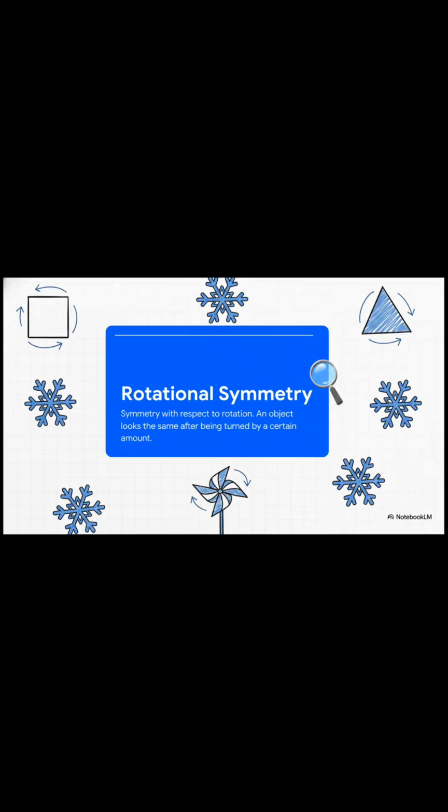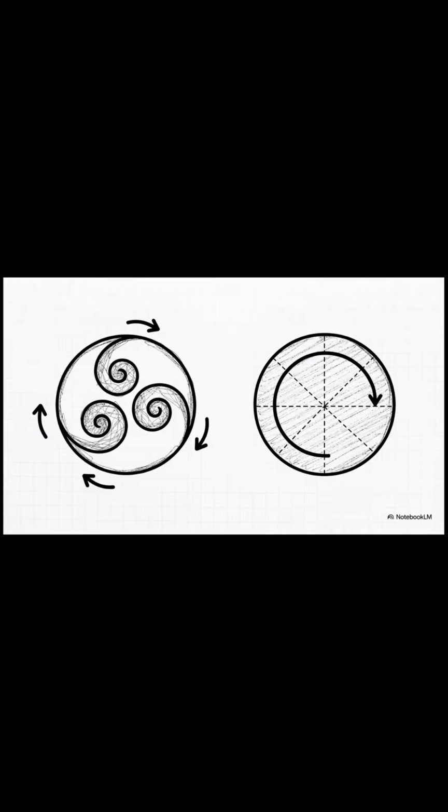Next, we've got rotational symmetry. This one's all about turning something and it still looks unchanged. What's cool is it can be just a few turns, like a triskelion, or infinite, like a perfect circle.